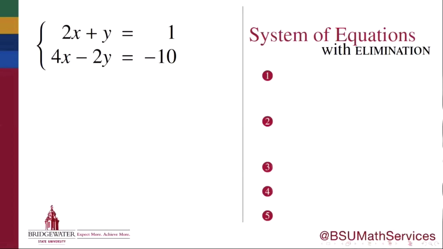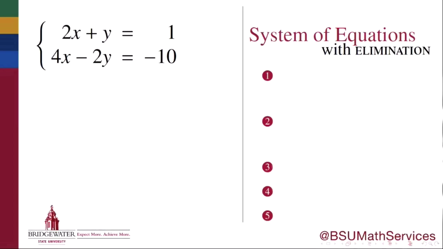To solve a system of equations means to find values for all of its variables that will solve all of its equations at the same time. One technique we can use to accomplish this task is the technique called elimination.